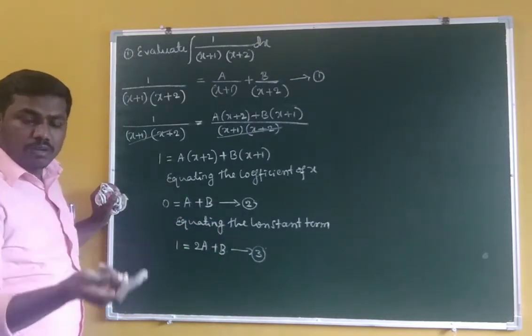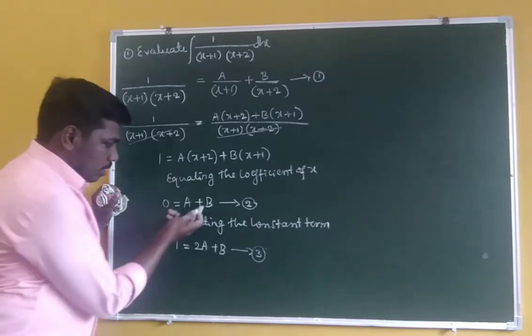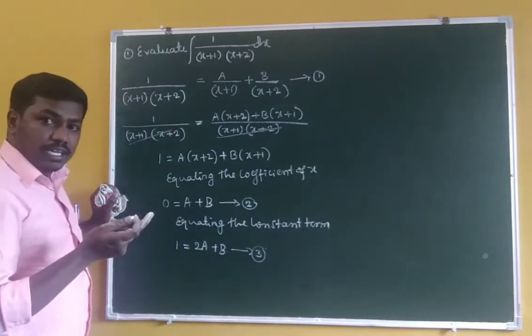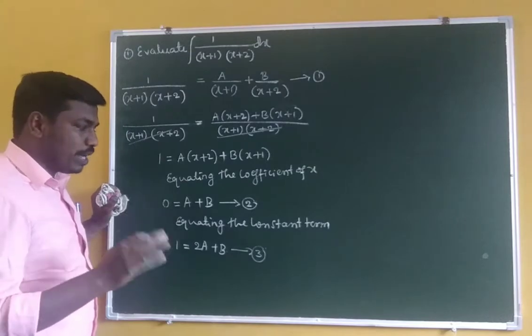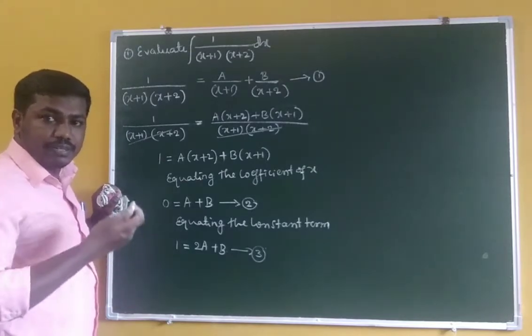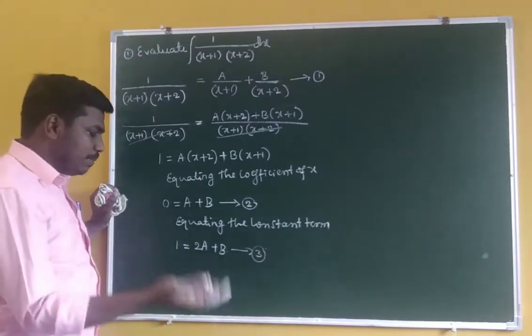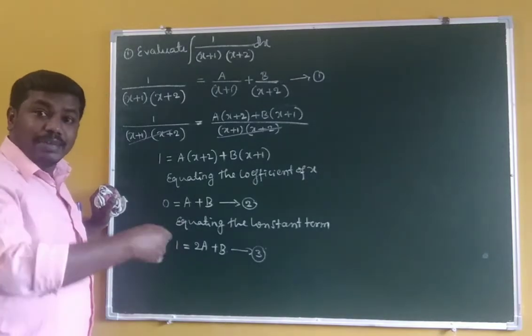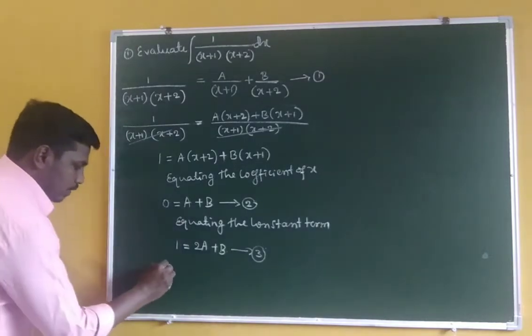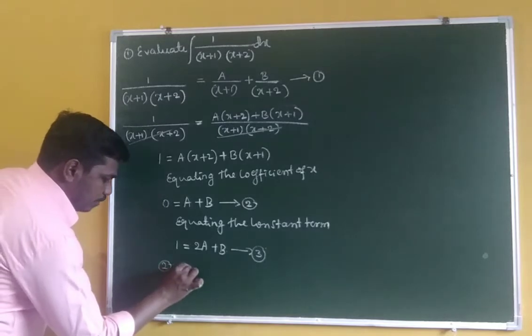So, one arbitrary constant we eliminate. B is here, B is here, so eliminate B. Just subtract equation 3 from equation 2. B gets eliminated and we get A, and then we can find the value of A.